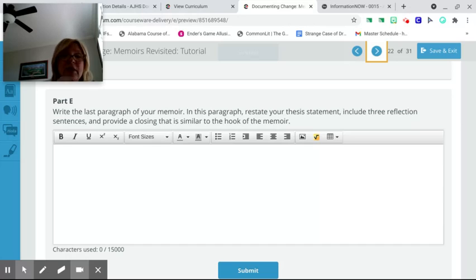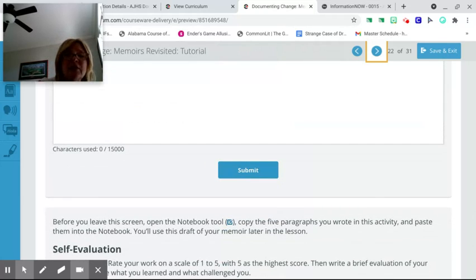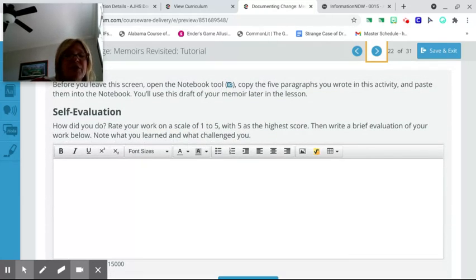3 sentences, different sentences, not a 3-sentence explanation as to what you learned. I think it's asking you to have 3 different sentences about what all you've learned in that experience. And then you'll write 1 final sentence to close out your essay. And then hit submit. And then you've got your self-evaluation at the bottom.